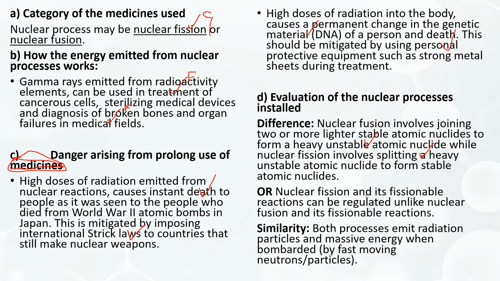Or nuclear fission and its fissionable reactions can be regulated, unlike the nuclear fusion and its fissionable reaction. So you can use this, or you can use the other. What you want is 1 point showing the differences between the two. Now, similarity. Both processes emit radiation, particles, and massive energy when bombarded by fast-moving electron. So that is how we have come to the end of that item about nuclear processes.